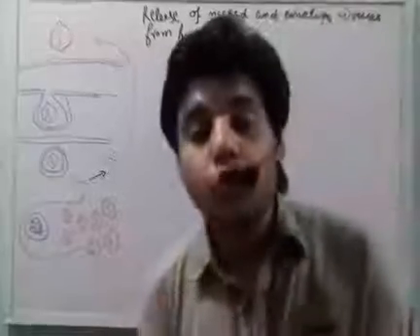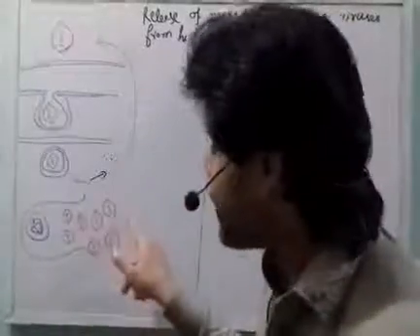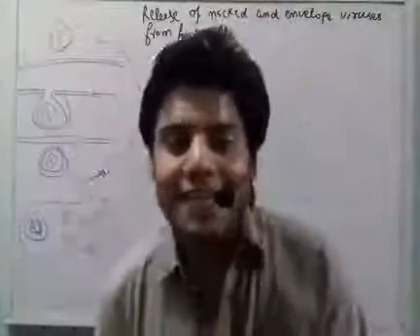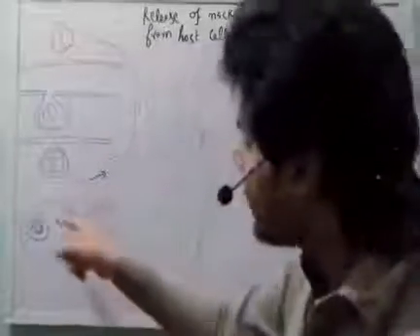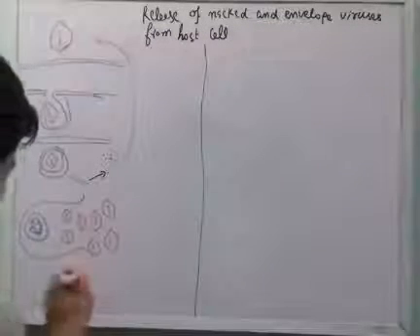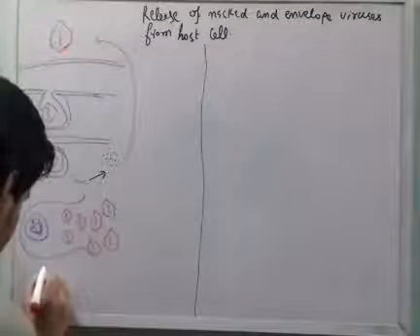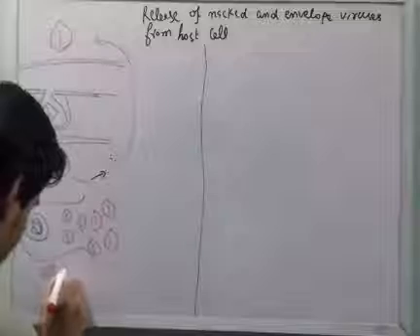Here the most important thing is that the naked viruses will kill the cell, will lyse the cell, the cell will die, and then these naked viruses are released. So they are released during cell lysis.